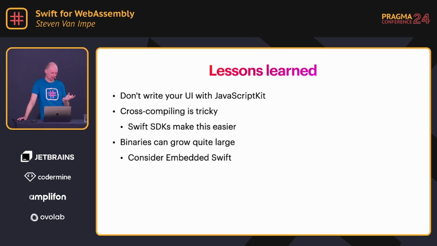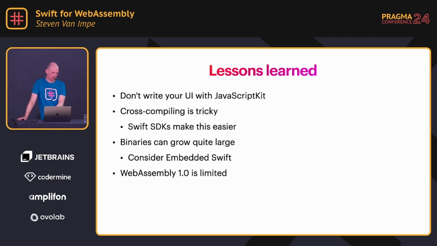Now, if this is critical for you, I suggest that you also take a look at the work being done on embedded Swift, because they're focusing on really, really tiny binaries. There's also a WASM embedded target that you can use. You don't have support for WASI, but you can get your binaries really, really small. Kilobytes or even bytes instead of megabytes.